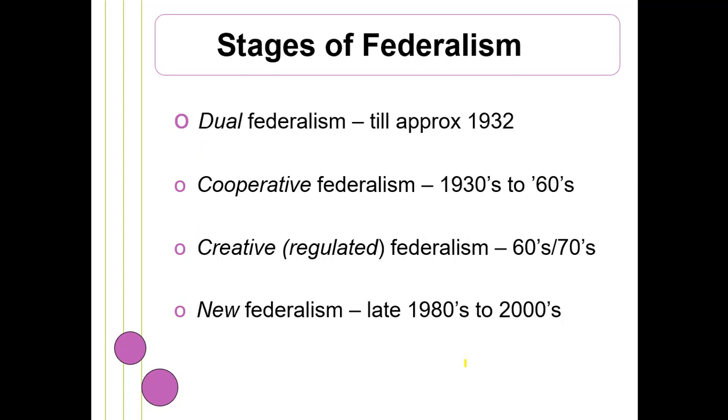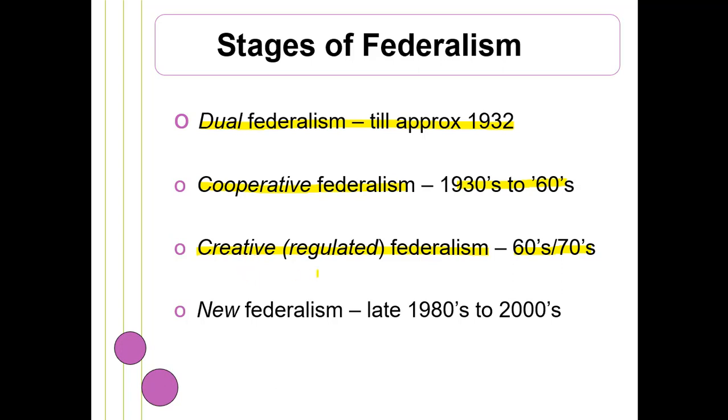Now, quick little history lesson here. Our federalism has ebbed and flowed. It's shifted. We've got some primary eras of federalism that we'll touch on. The first era was all the way from the initial framing of the Constitution to 1932, and that was dual federalism. Then we had a period from the 30s to the 60s called cooperative federalism, inspired primarily by the Depression. Then the federal government got a little more intrusive as we get into the 60s and 70s. That's called regulated or creative federalism.